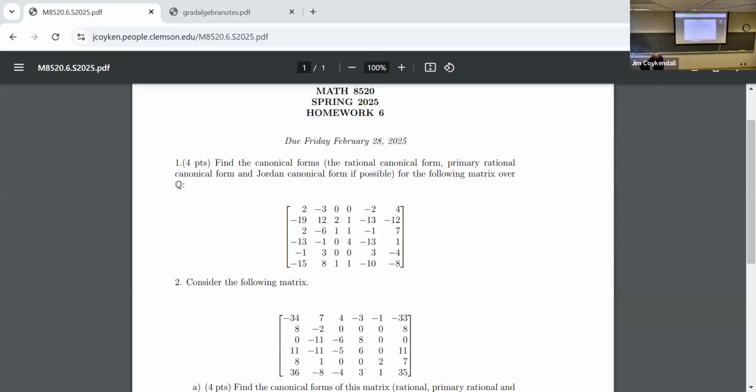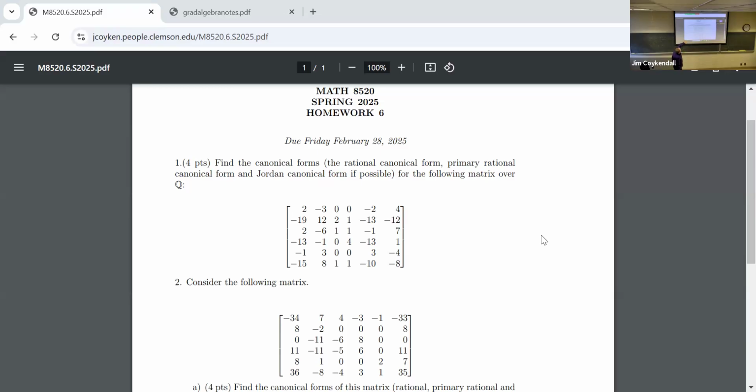About the homework. Right. So I have these really, really awful matrices. And I hope this works out well for you. I tested them twice. So.